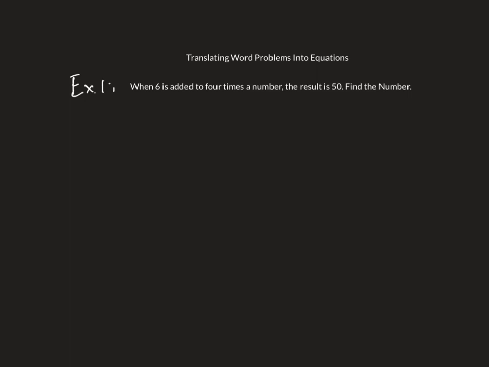So, whenever you see a word problem, the first thing you want to do, I'm going to write it here on the side. This is your steps. You want to underline your key words. Now, how do I know which ones are my key words? Well, the key words have to do with things that I can turn into an equation.